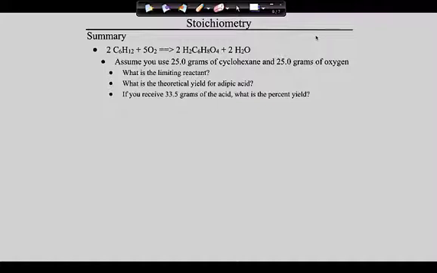So guys, based on that, answer these 3 questions. What's your limiting reactant? What's your theoretical yield for adipic acid? What's your percent yield if you only got 33.5 grams? You now have 12 minutes to figure this out.